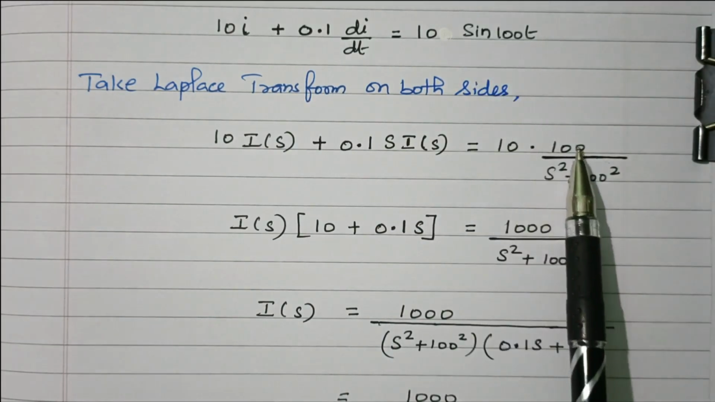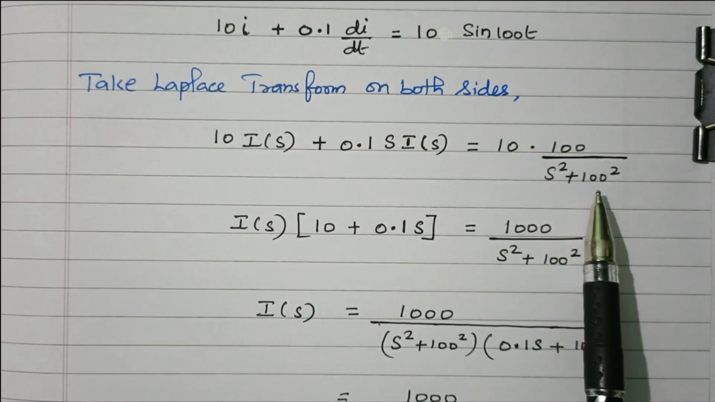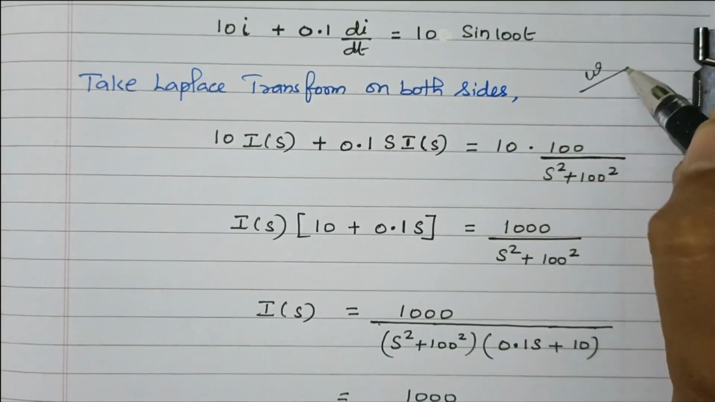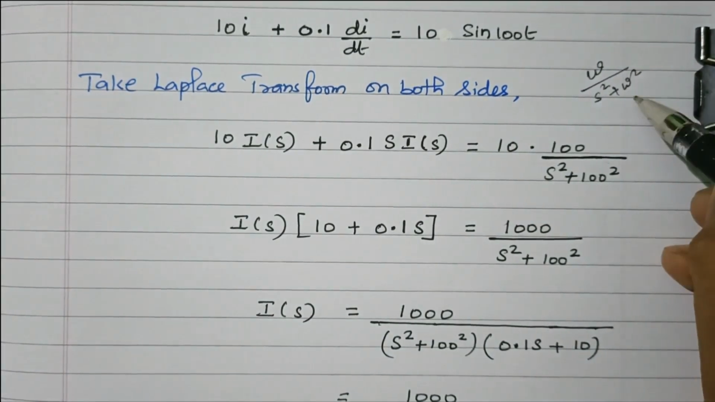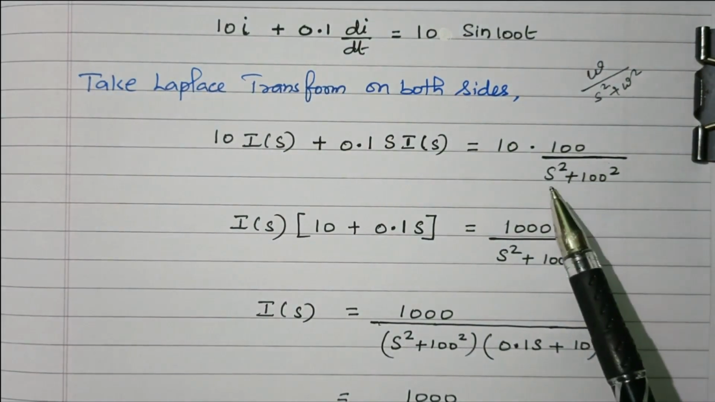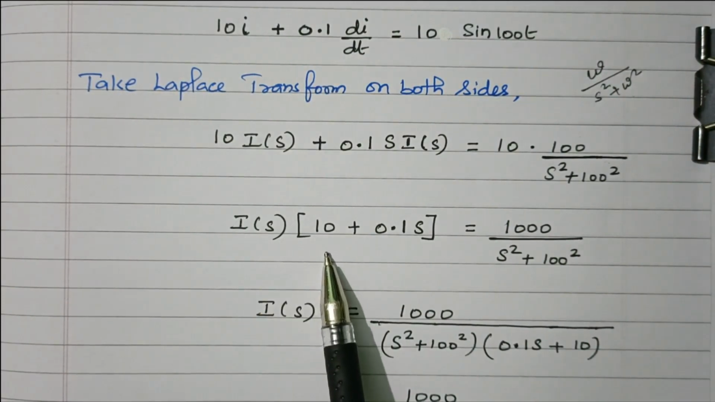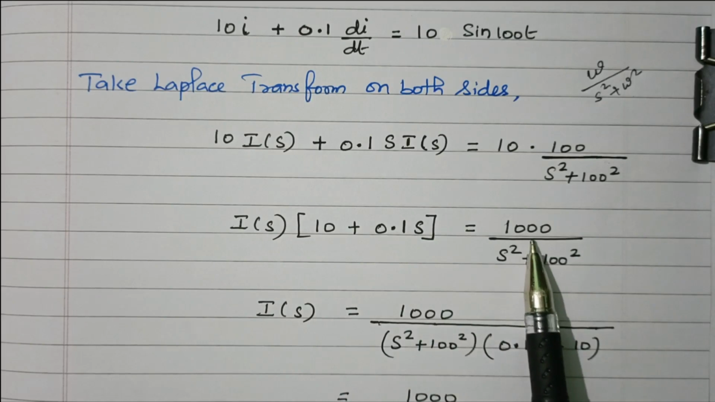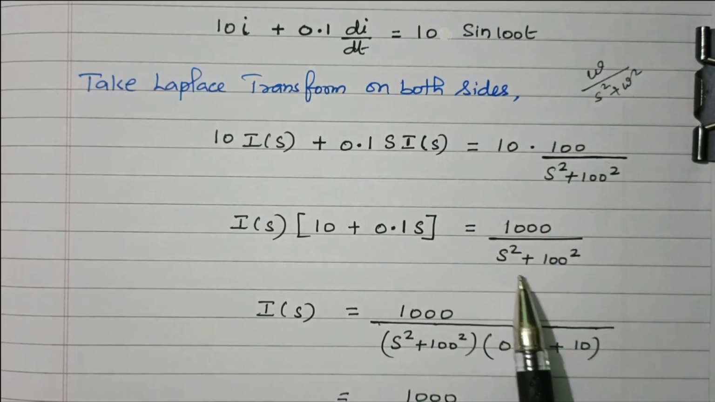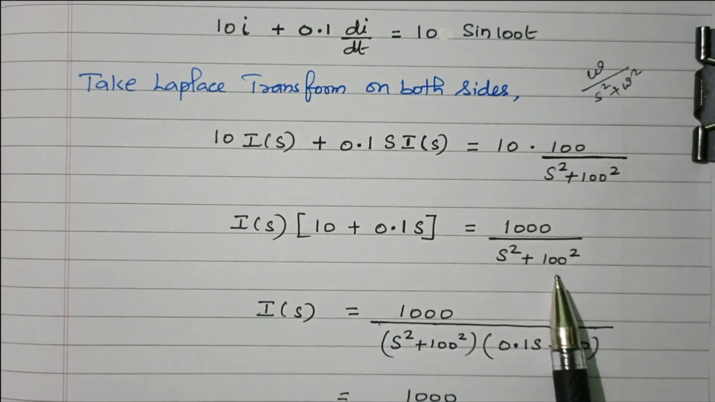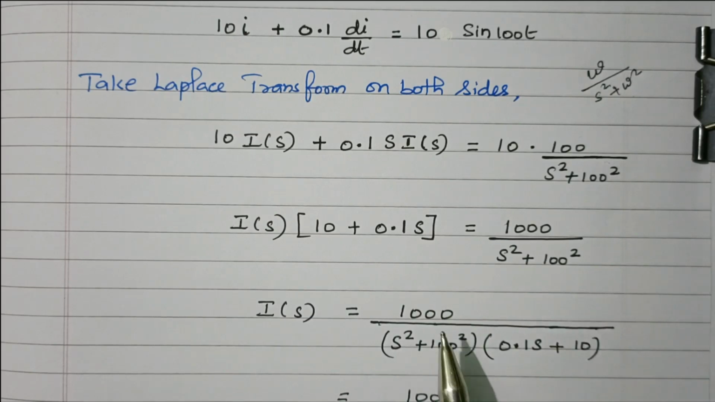Laplace of sin 100t is 100 divided by s square plus 100 square. The formula is omega divided by s square plus omega square. Here omega value is 100. So 100 divided by s square plus 100 square. So take this I(s) common. So (10 plus 0.1s) equal to 10 into 100, 1000, divided by s square plus 100 square. Right. Now we'll bring this term to the denominator on that side. So I(s) equals 1000 divided by (s square plus 100 square) into (0.1s plus 10).